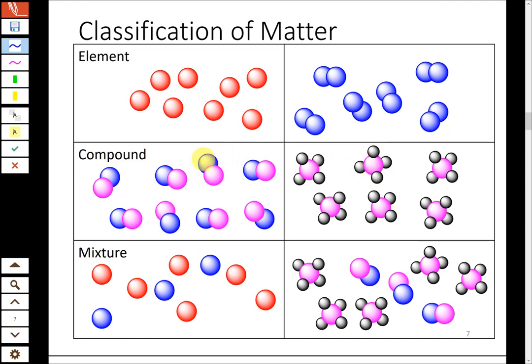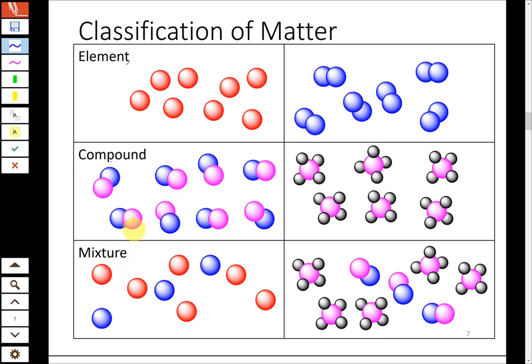So some compounds, as we showed here, will be very simple. One blue atom, one pink atom. Other times you have a more complicated composition, like one pink and four black. Whatever the case is, you can have different ratios of two or more different atoms bonded to each other, but that's what a compound is. But again, both of these are pure substances, as we said. So the element and the compound will both be classified as pure substances because there's only one type of microscopic particle that makes them up in each case.